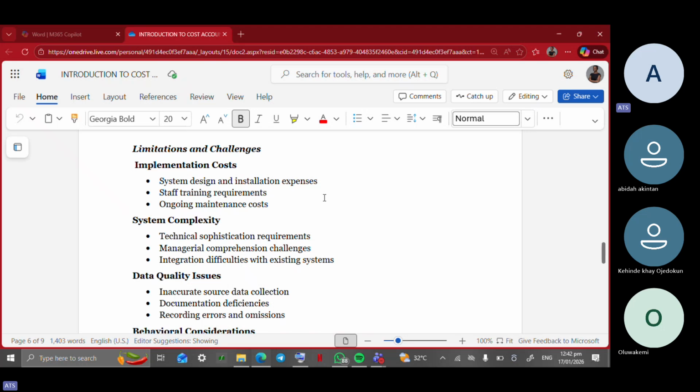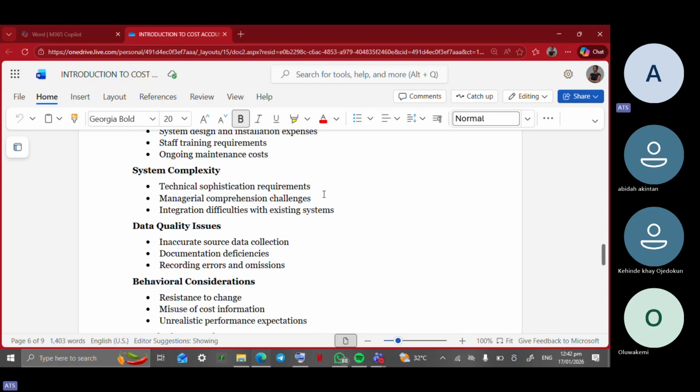Another thing is system complexity. Now it is because we said training, right? Why do we even have to train them in the first place? It might be too hard, it might be too technical, because not everybody is an accountant. So it might be too complex for other employees to follow.